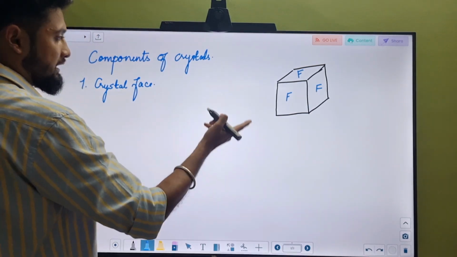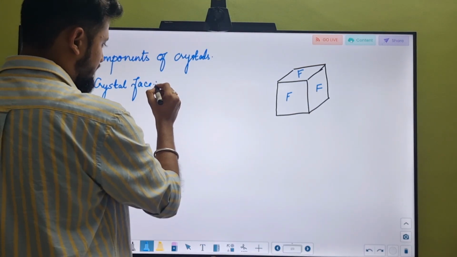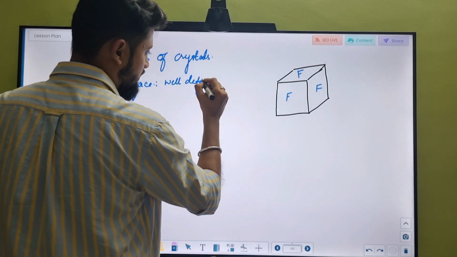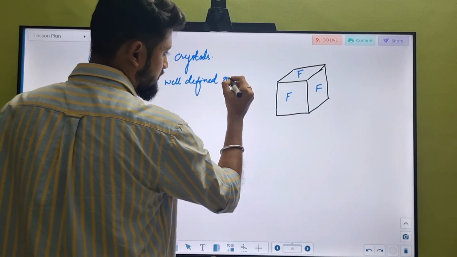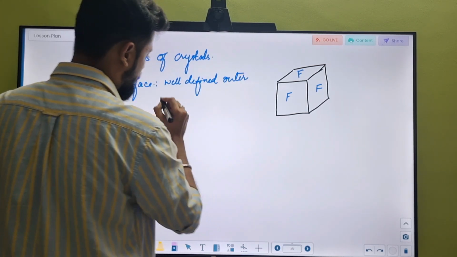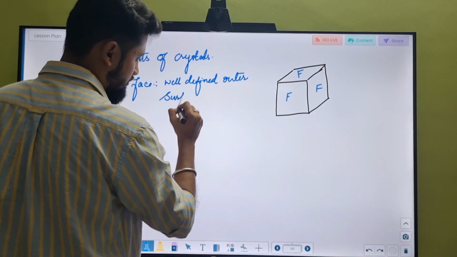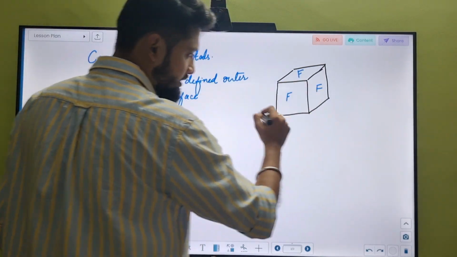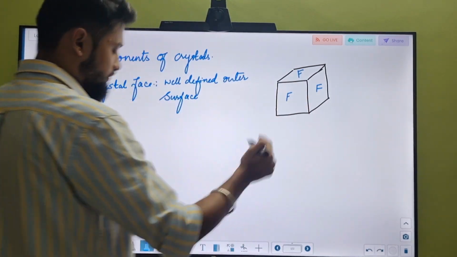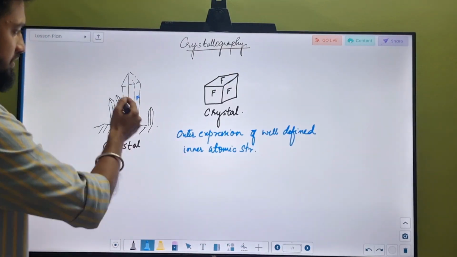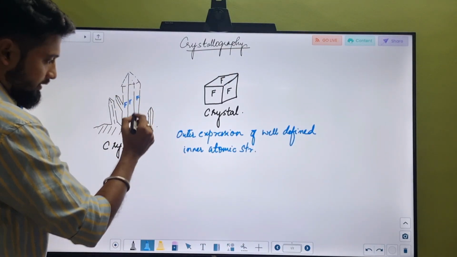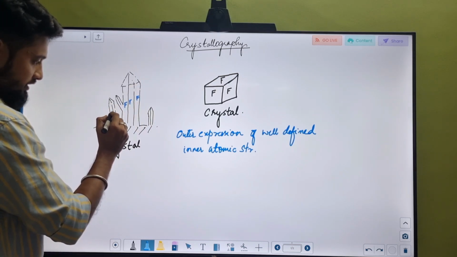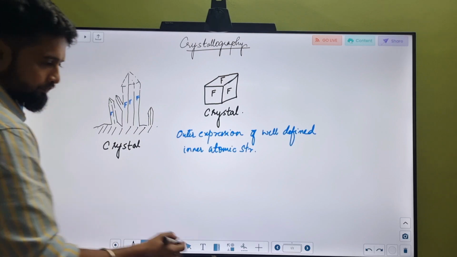Yes, so crystal face is nothing but the well defined outer surface. So here if you see, it is well defined, it is square, so it is well defined. If you see in this diagram also, so this is well defined, so we can call this a crystal face. Even this is well defined, we can call this a crystal face.